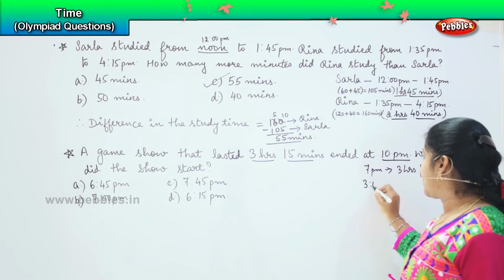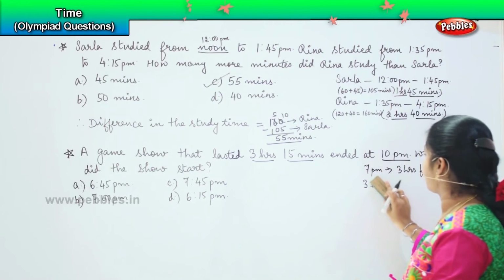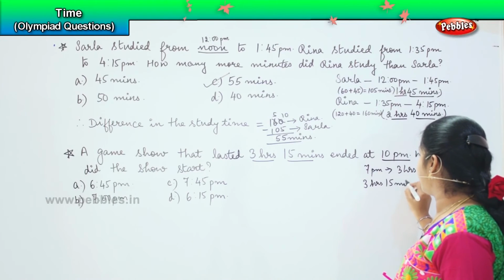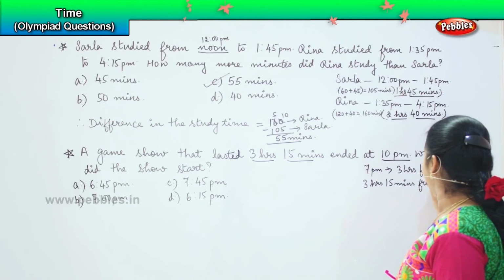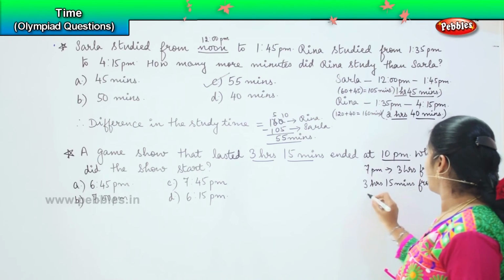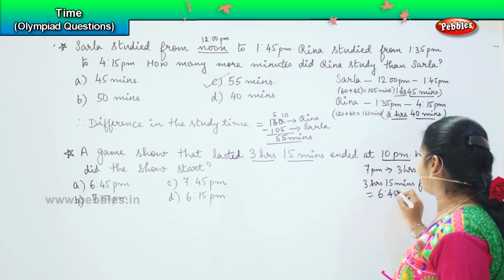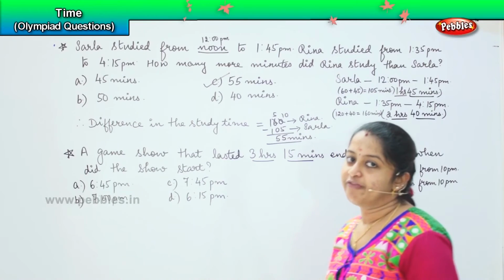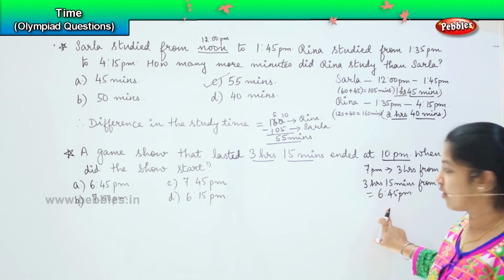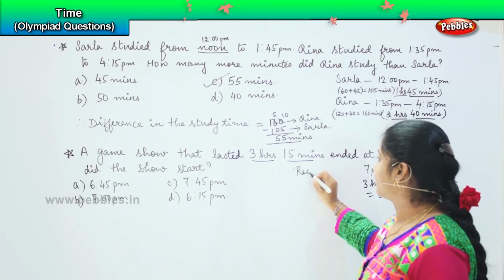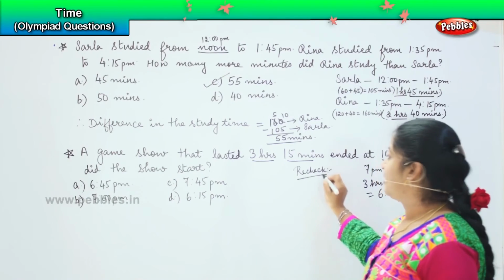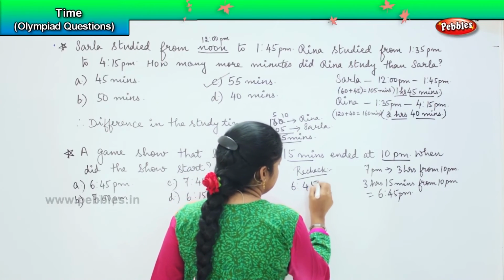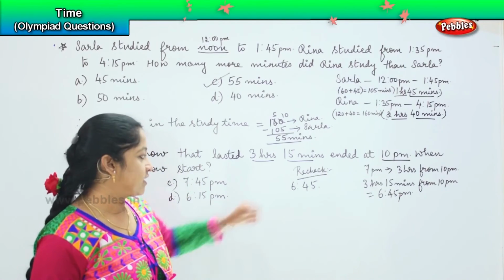So which means 3 hours and 15 minutes from 10 p.m. would be 6:45 p.m. Okay, we will try to do a recheck on it. So if we try to do a recheck, if we add 3 hours and 15 minutes to 6:45, so this is your recheck, just to see whether you have done it right or not. So say for example, my show started at 6:45 p.m.